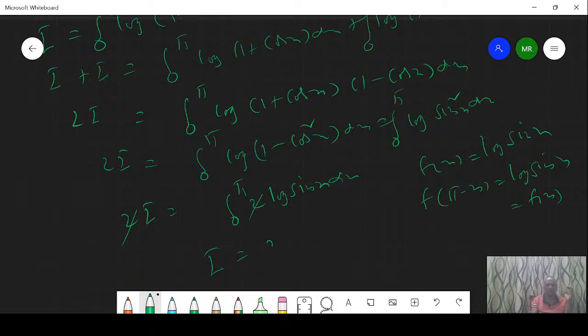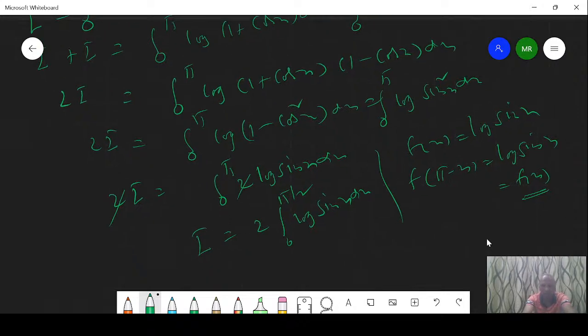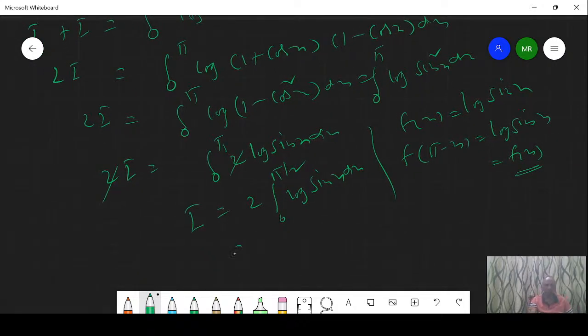Then I can write 2 into 0 to pi by 2, half of this, log sine x dx. This is one of the properties: replace x with pi minus x, and if it gives the same function, then 2 into 0 to pi by 2 log sine x dx. I is equal to this. You remember always this answer I told you, 2 into 0 to pi by 2 log sine x dx. This answer is minus pi by 2 log 2.